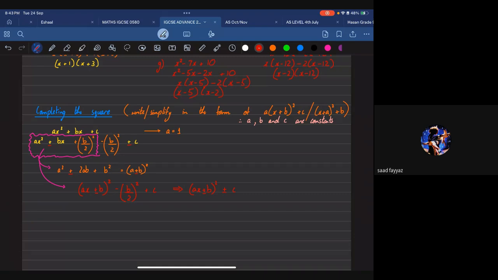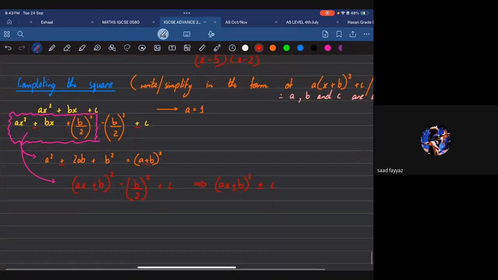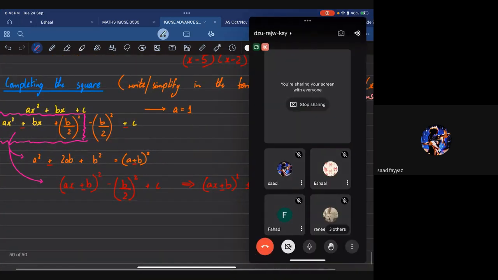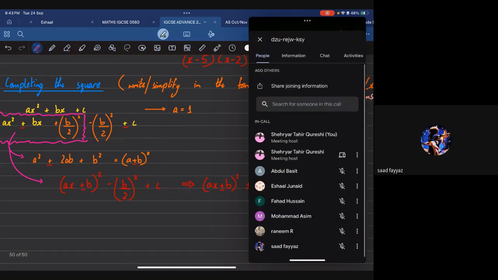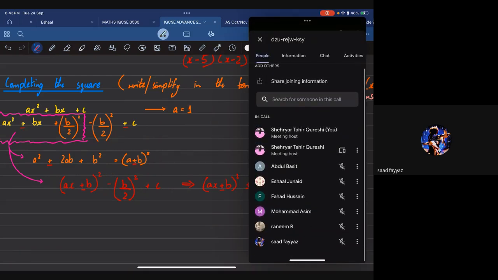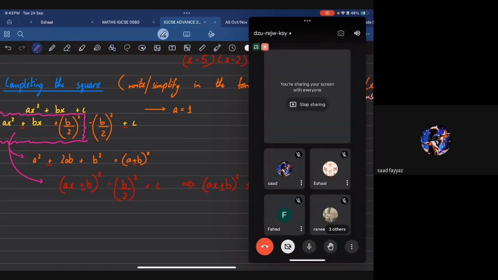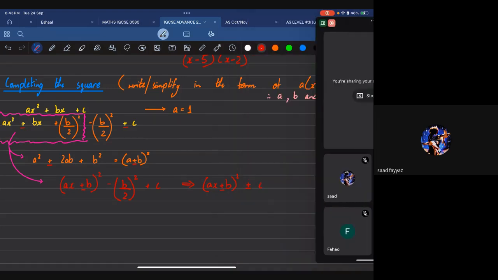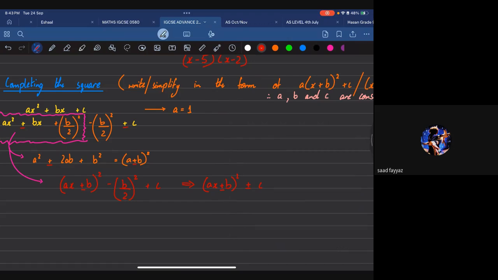Fahad, everyone, is this clear? Yes. All right. Asim, is this clear? Hello, Asim. Asim, can you hear me? Asim, I cannot unmute you, but I would have. Trying to figure out a way to unmute you.